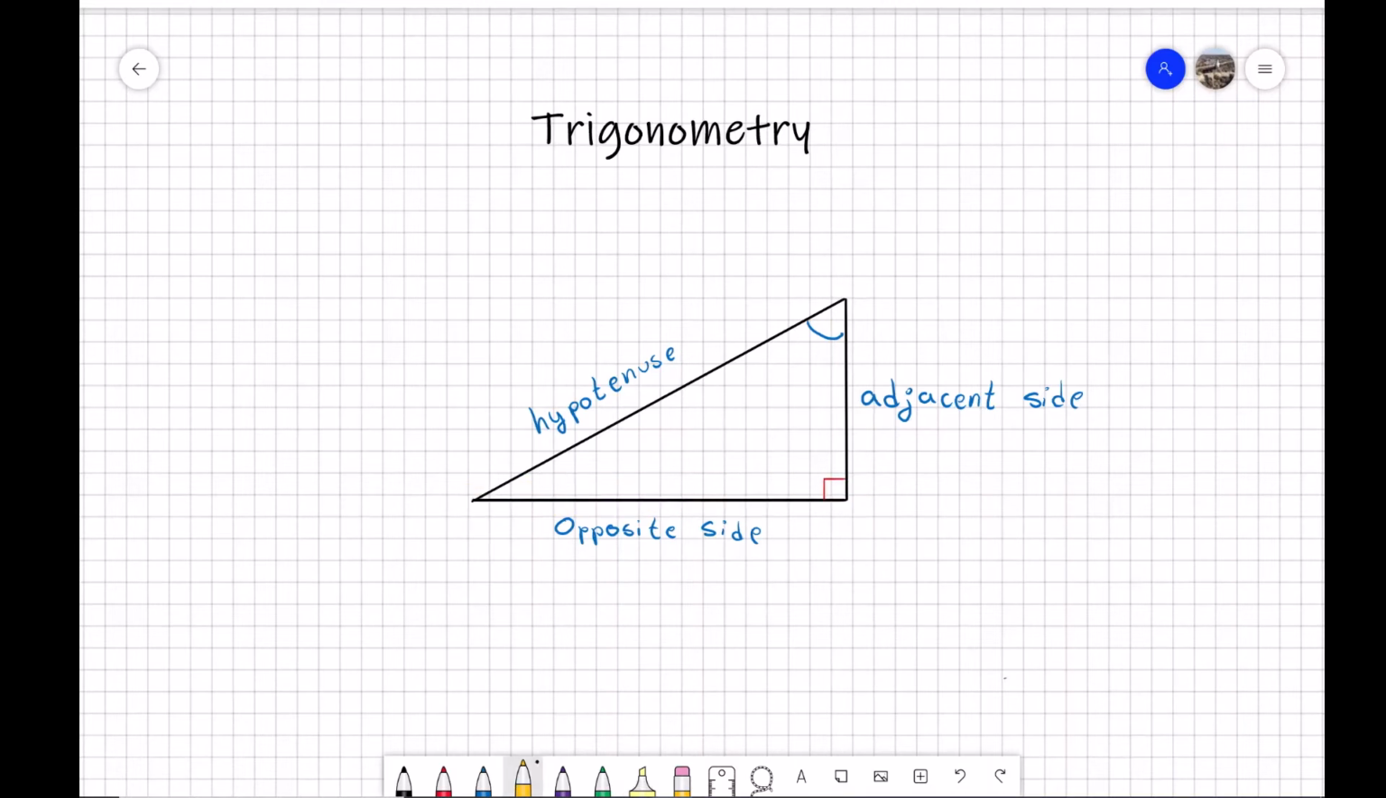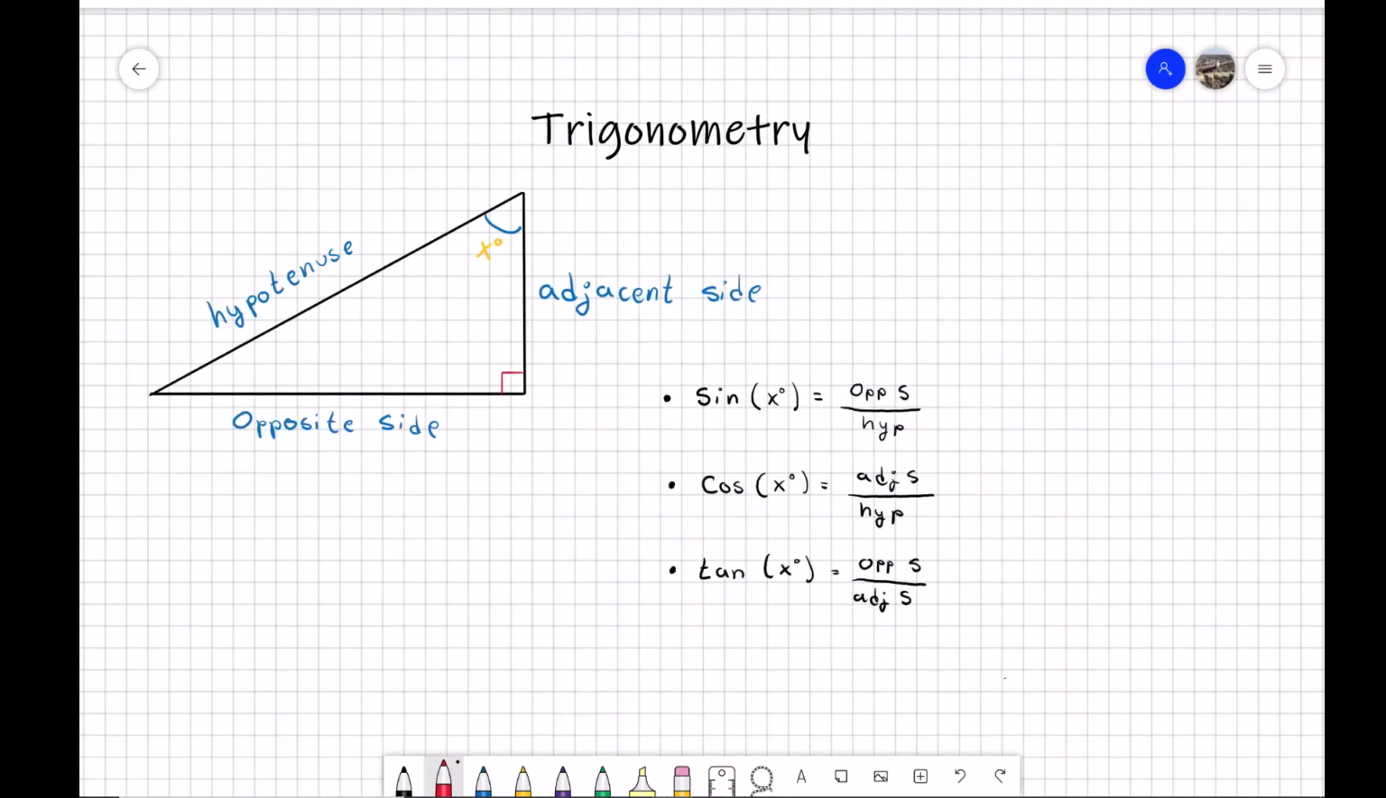Now that we know the names of the sides in a right triangle, we can find some properties related to its angles and sides. So first I'm going to name this angle X. The first property is the sine, which relates our angle with the opposite side and the hypotenuse. And the relation tells us that if we divide the opposite side by the hypotenuse, we obtain sine of x.